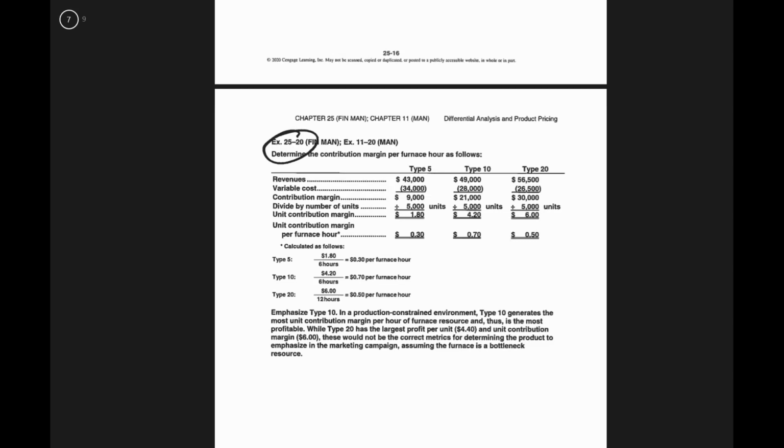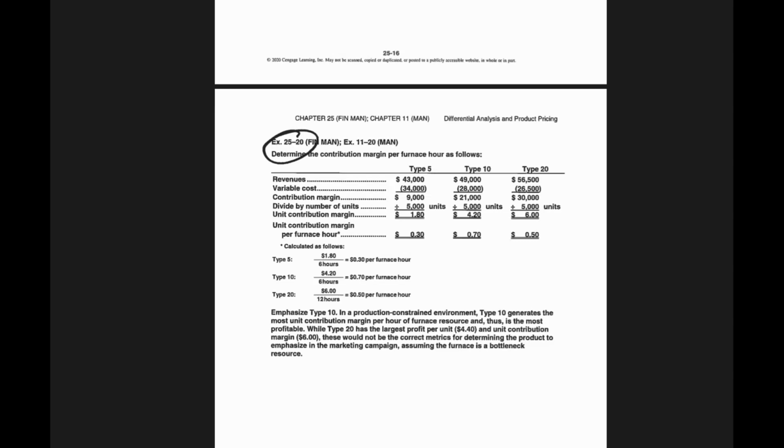Mill's operations require all 3 grades to be melted in a furnace before being formed. The furnace runs 24 hours a day, 7 days a week, and is a production bottleneck. The furnace hours required per unit of each product type are as follows: 6, 6, 12. The marketing department is considering a new marketing and sales campaign. Which product should be emphasized in the marketing and sales campaign in order to maximize profitability?